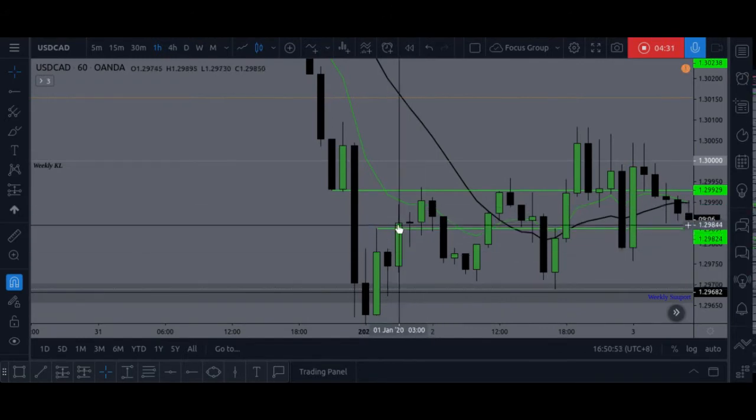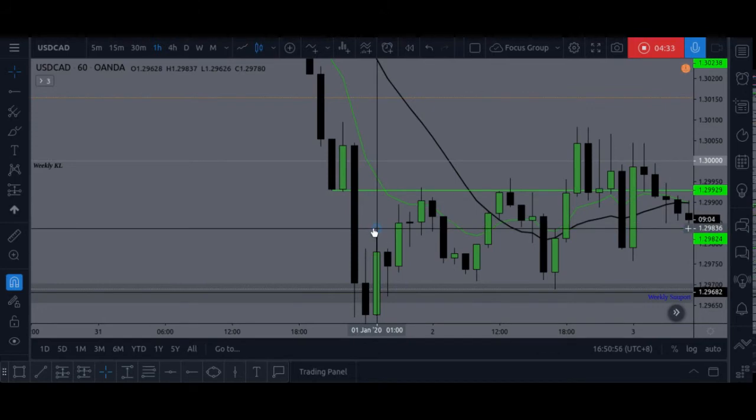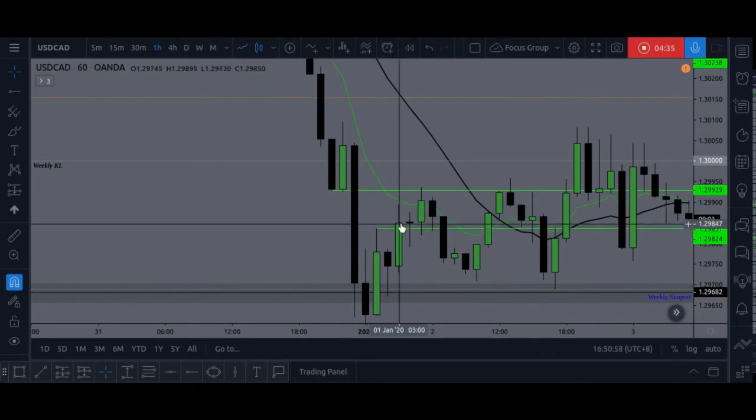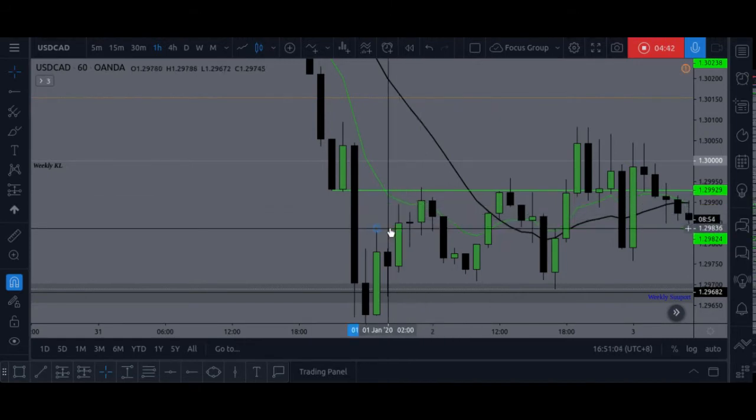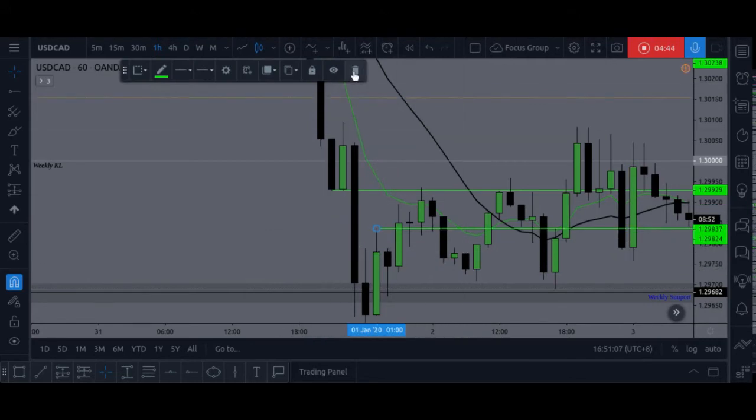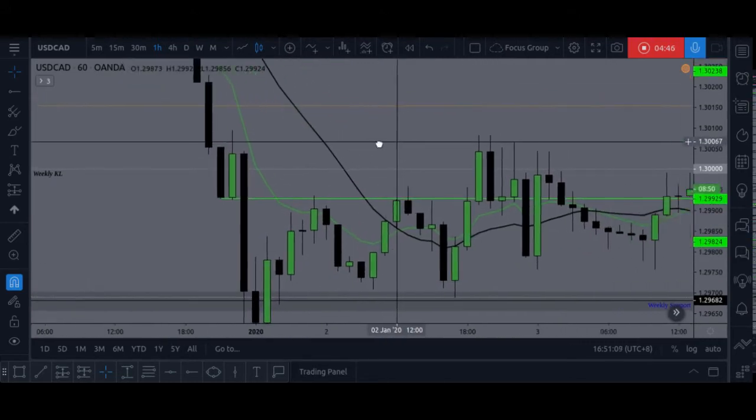So we had one candle close above the level of resistance, so that doesn't confirm that it's broken. But once we get another bullish candle as well, closing above, that confirms that this level has been broken. So once this level has been broken, we can take that off because it has been broken.